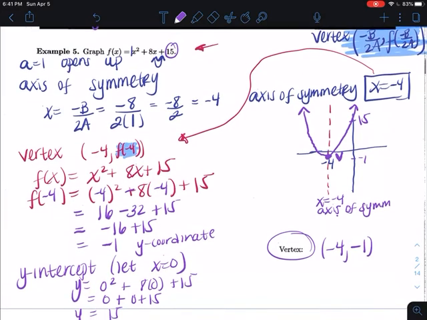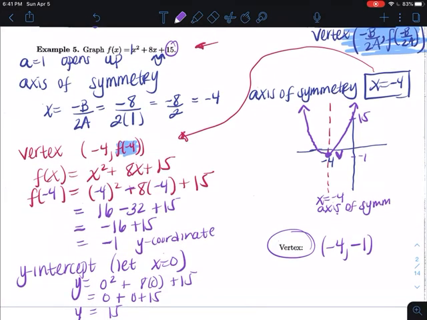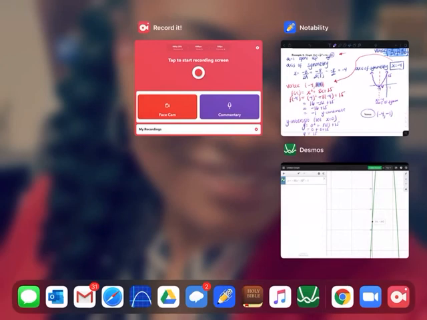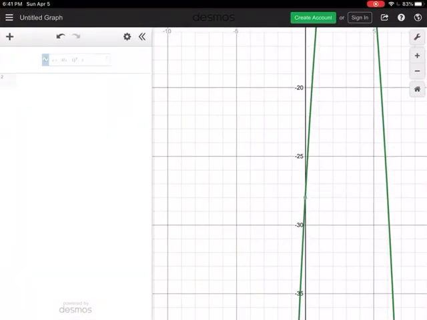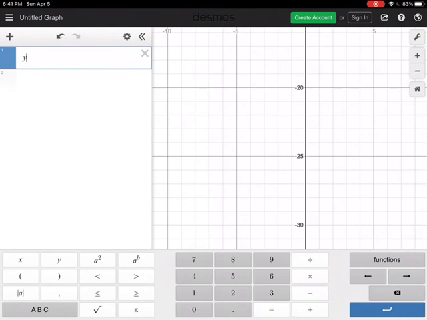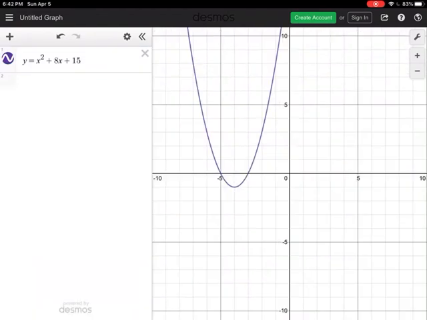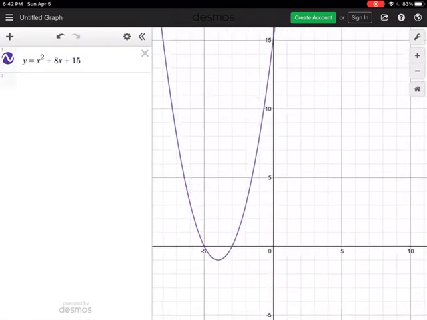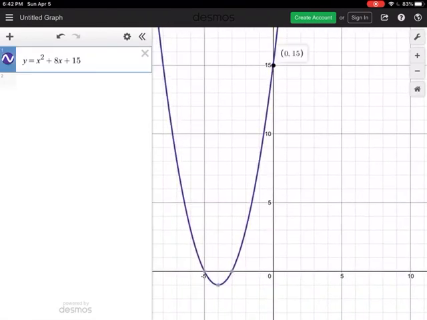All right, I'm going to put this into Desmos. y equals x squared plus 8x plus 15. So I'm going to hit the home button. So I have a vertex of -4, -1. We saw that. And it crosses the y-axis at 15.